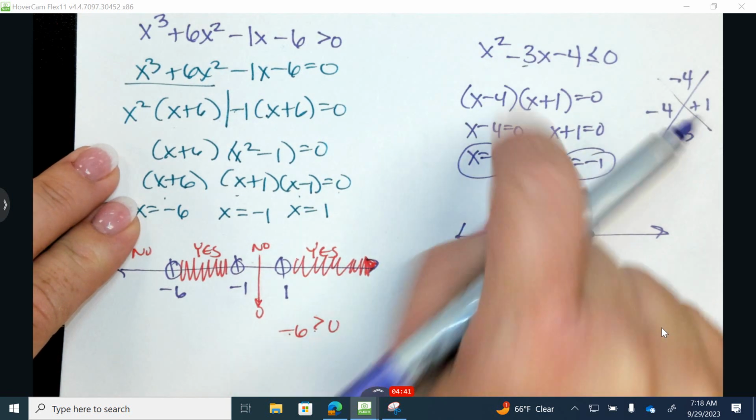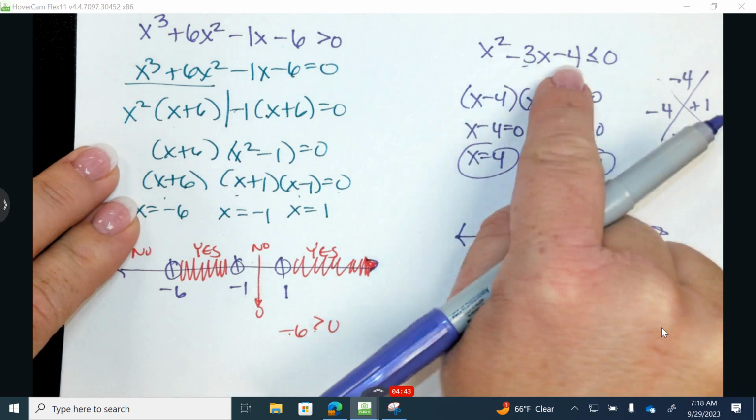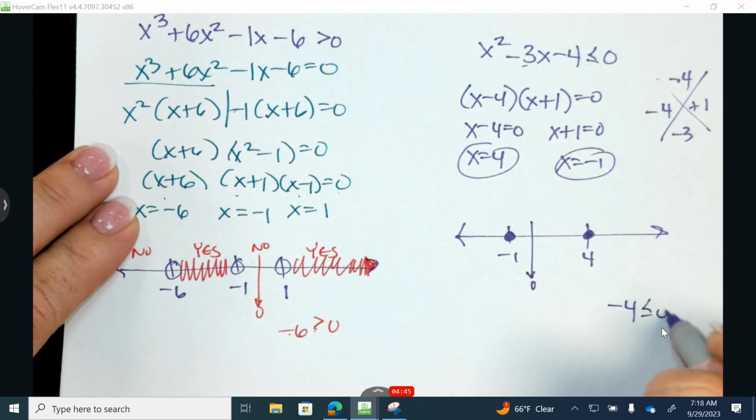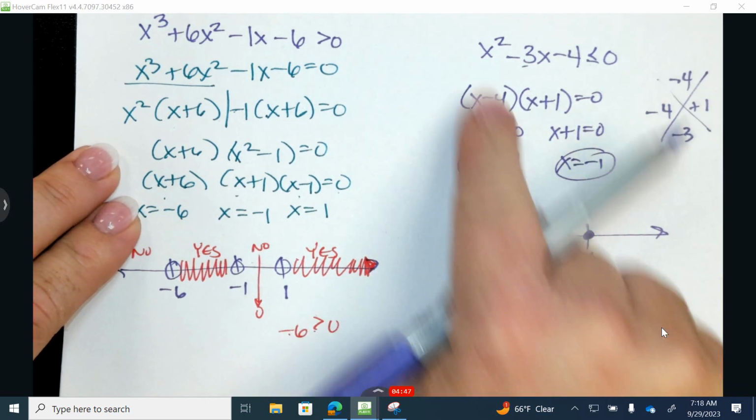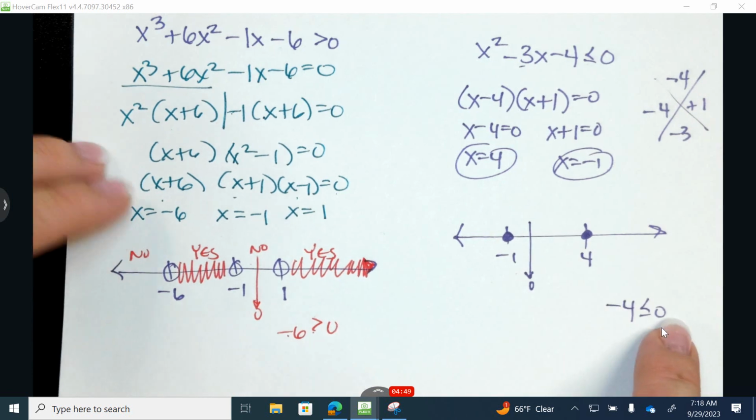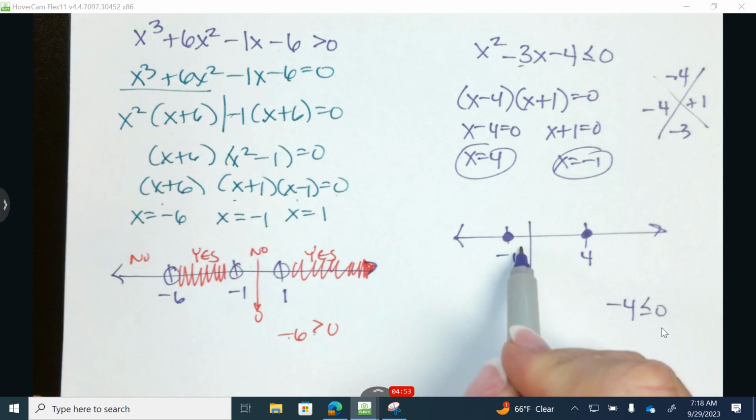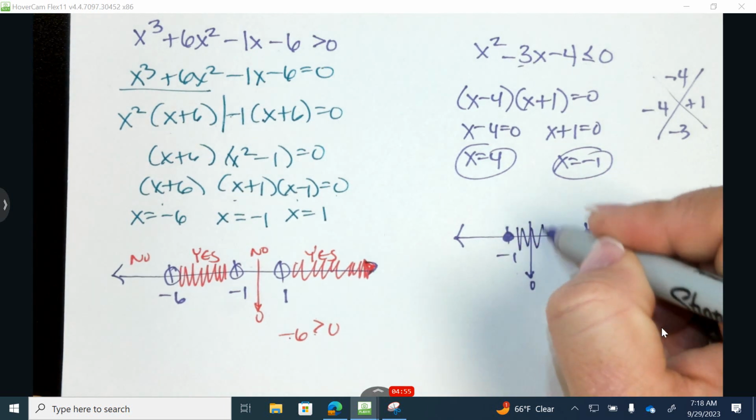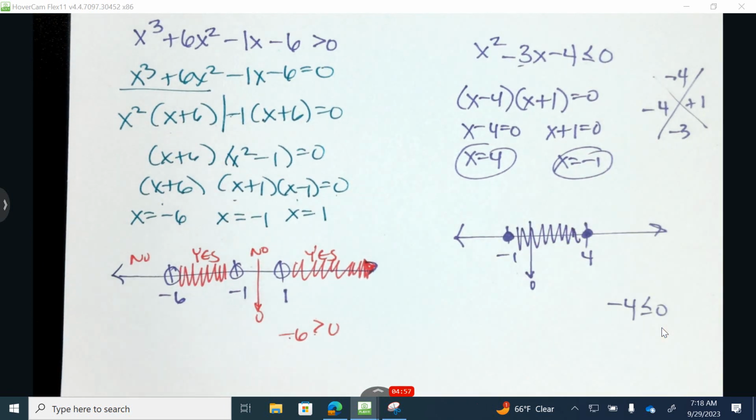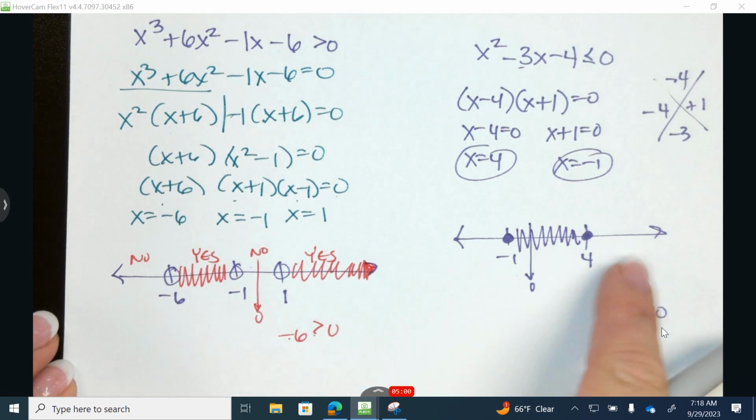0 squared is 0, -3 times 0 is 0. 0 minus 4 is -4. Is this statement true when I substitute in 0? Is -4 less than or equal to 0? It is. -4 is less than 0. I plugged in 0. That means this whole region is true. And because I know it alternates, it's going to be no, yes, no.